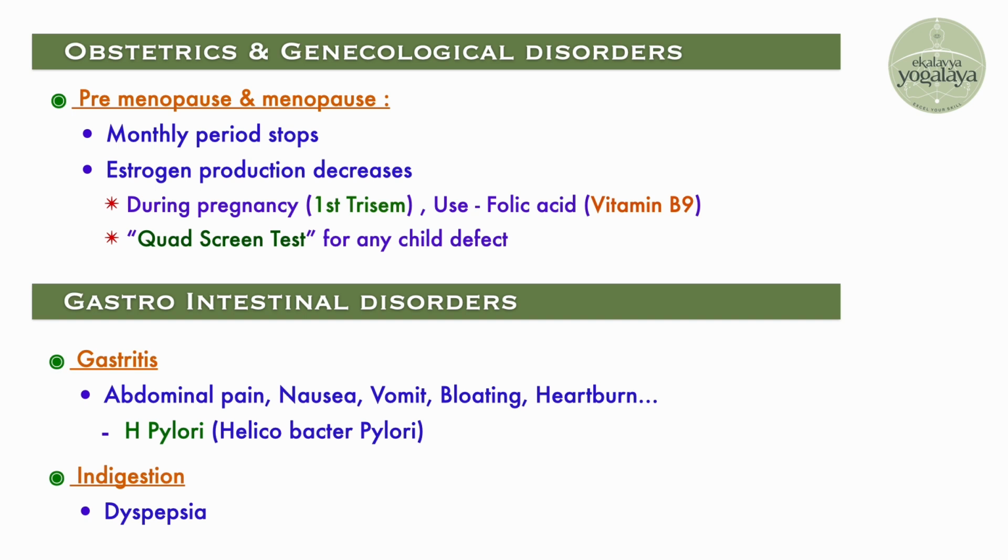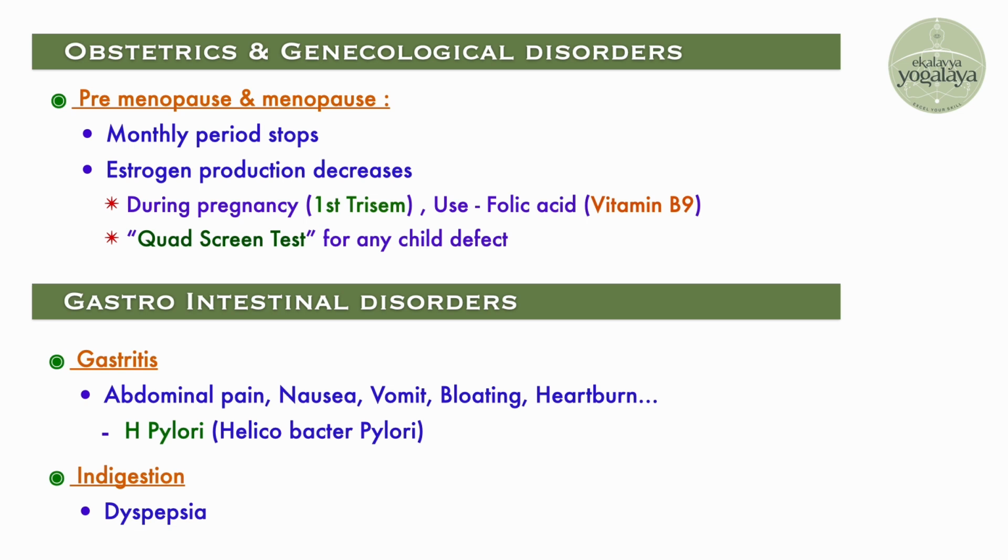Obstetrics and gynecological disorders continue. Menopause and premenopause, in which the monthly period stops and estrogen production decreases. During pregnancy, in the first trimester, a woman has to take more folic acid, that is vitamin B9. Go for the quad screen test for any baby development or growth.